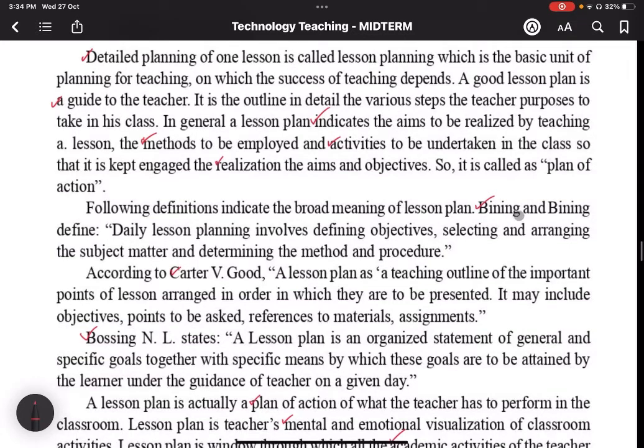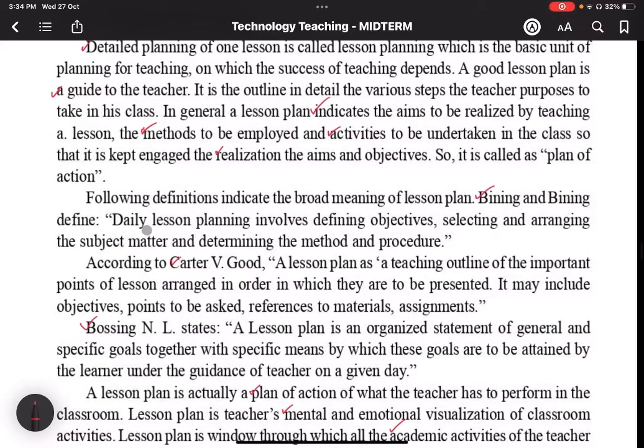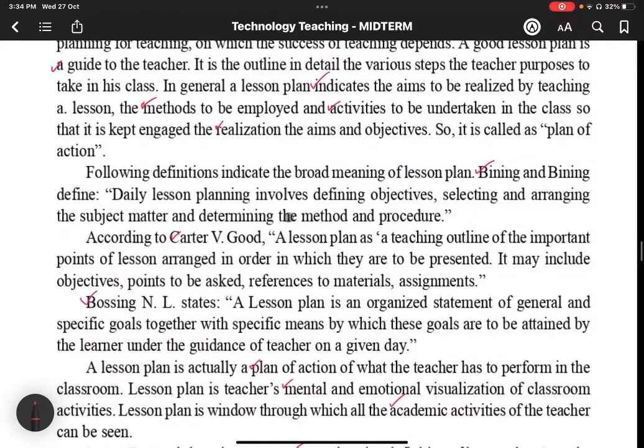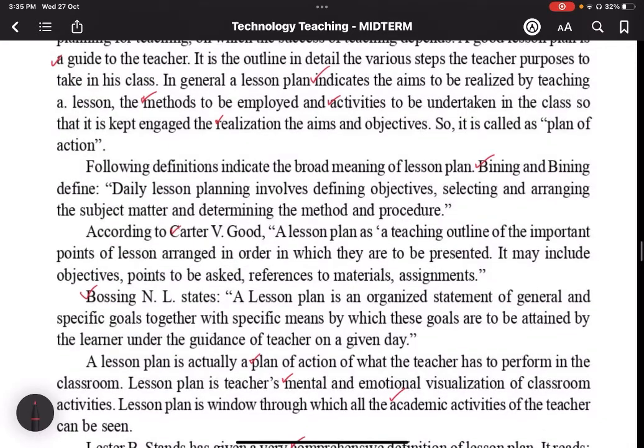According to Binning and Binning, it defines daily lesson planning involves defining objectives, selecting, arranging the subject matter, and determining the method and procedure. Pareho din siya ng unit planning, no? Dinidivide mo yung subject matter mo into smaller topics. Okay? So, selecting and arranging subject matter in determining the method and procedure. Lesson plan, according to Carter B. Good naman, is a teaching outline, no, of the important points of lesson arranged in order in which they are to be presented. It may include objectives, points of view as references to materials, and assignments.